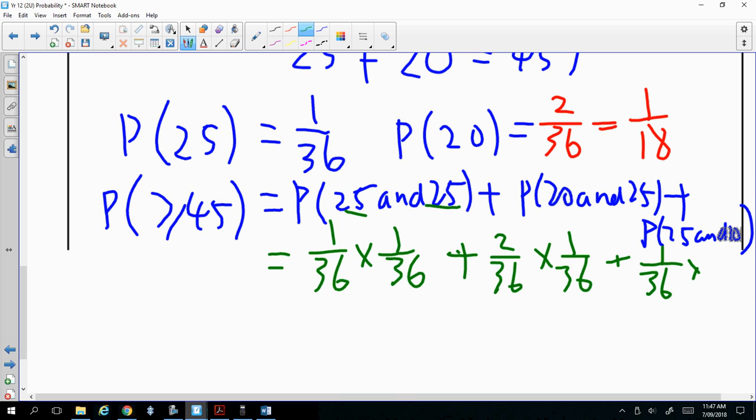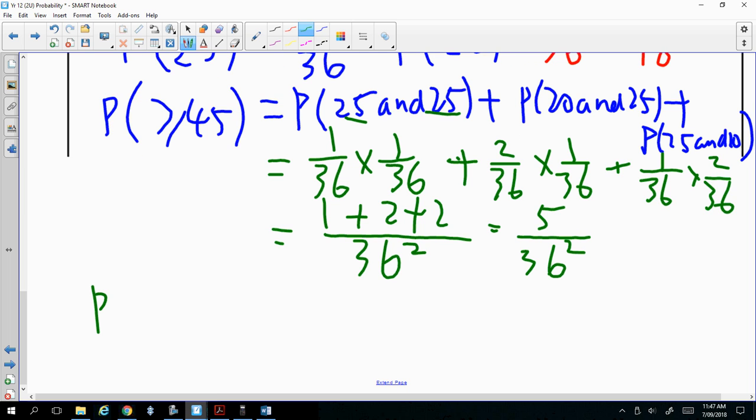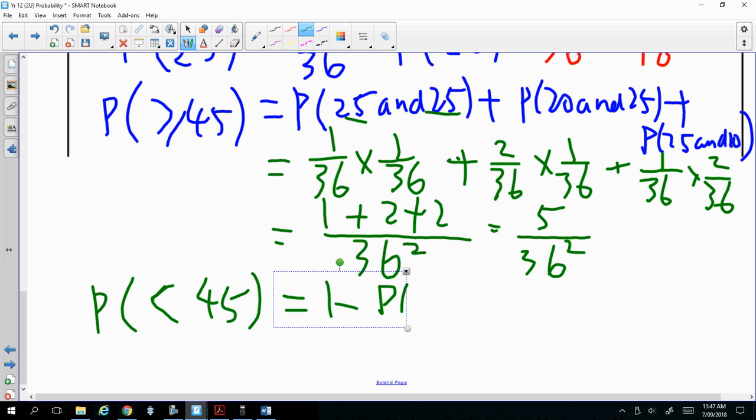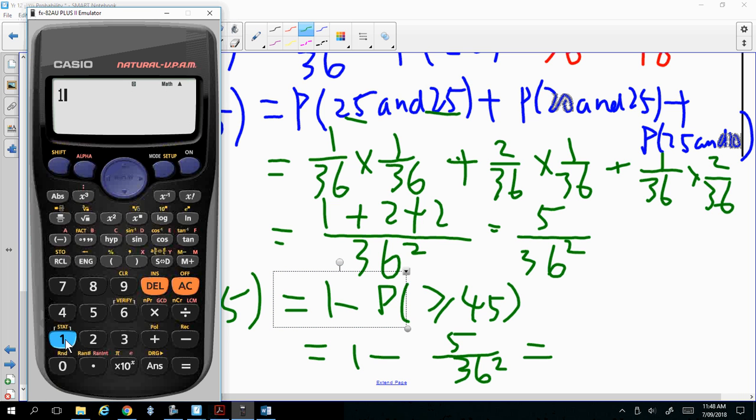Yes? So therefore your chance of less than 45 without equal to will be equal to 1 minus probability of more than or equal to 45, which is a very small chance that will happen, or a very high chance. So it will be 1 minus 5 over 36 squared. 1291 over, hopefully I didn't get it wrong, 1296. Okay, done.